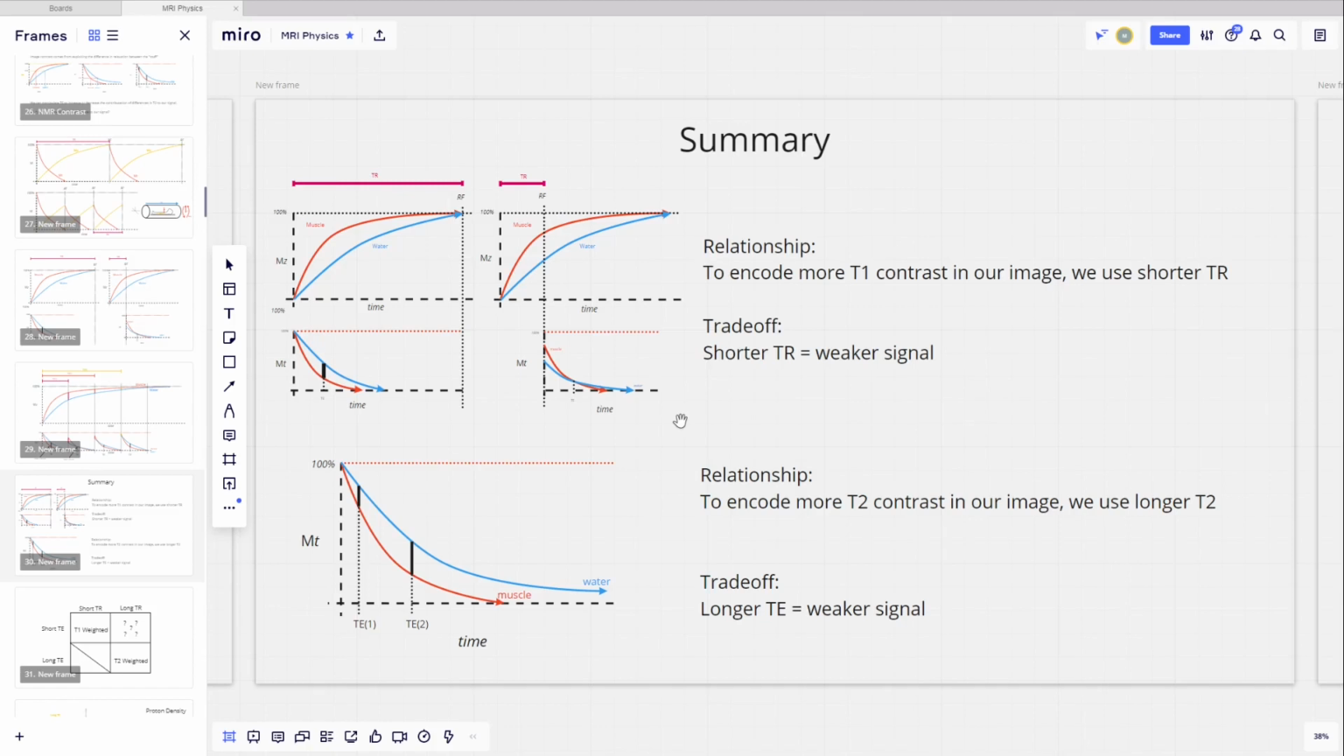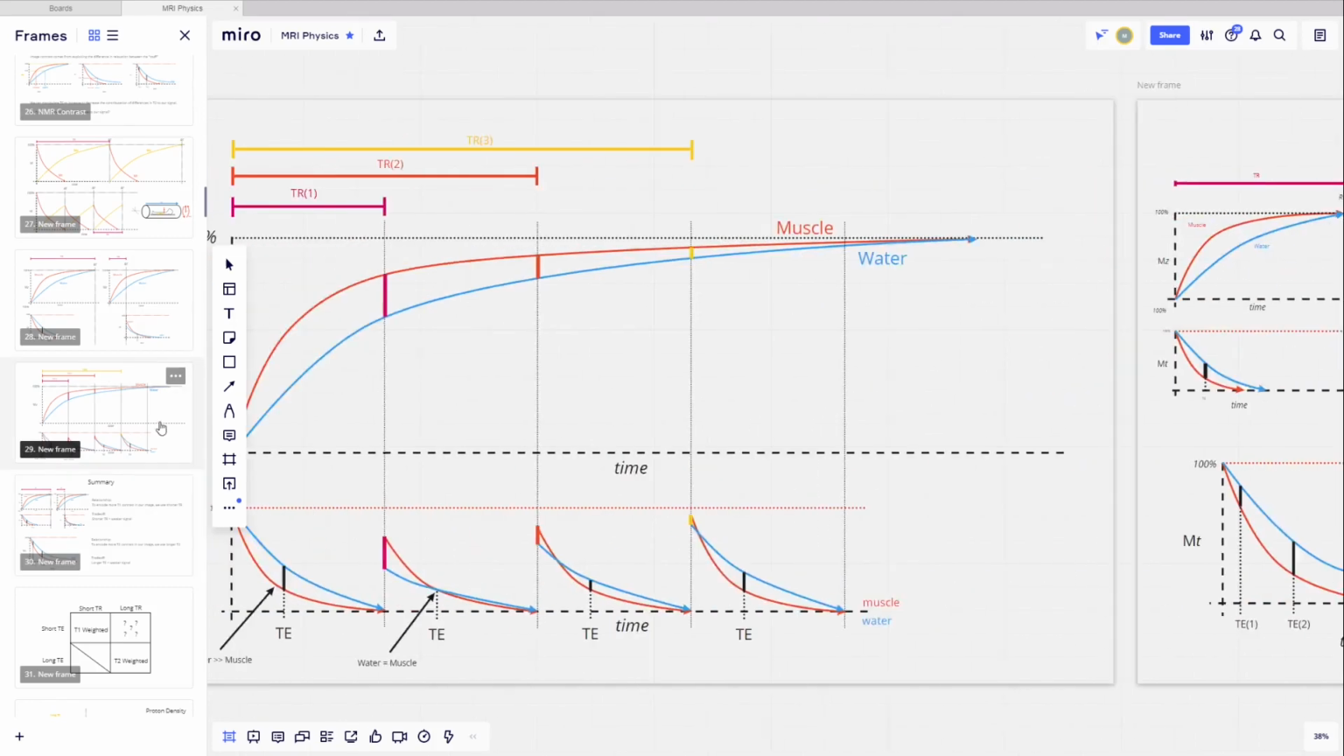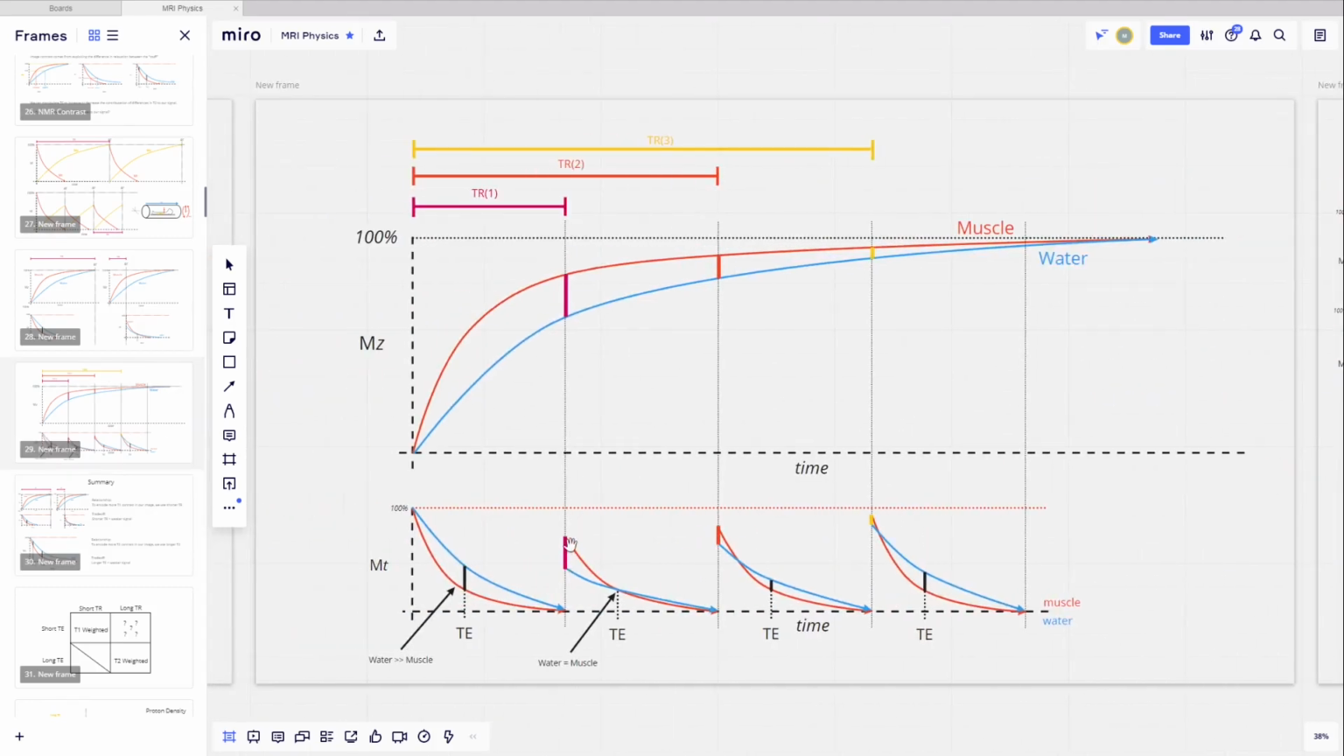The trade-off here is that if we make our TR shorter, we have weaker signal overall. So with a shorter TR, look where we're starting from. We're starting from down here. Both of these are starting lower than they would have if we gave them all the time to recover with a short TR. So we have less signal to work with. When we measure signal at TE, that is going to be lower. So as you shorten this TR, you have less signal to work with.